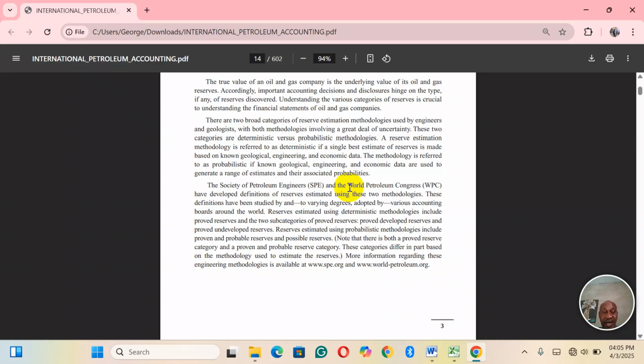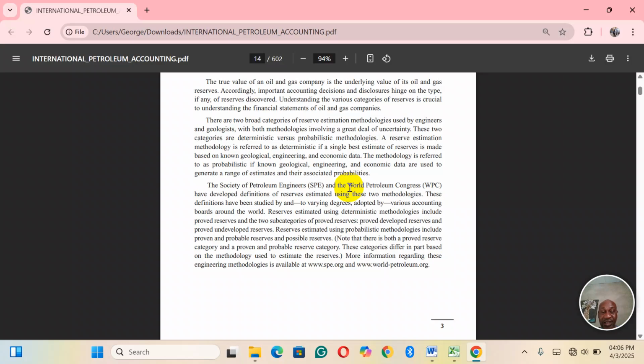There are two categories: deterministic versus probabilistic methodologies. A reserve estimation methodology is referred to as deterministic if a single best estimate of reserves is made based on known geological, engineering, and economic data. The methodology is referred to as probabilistic if known geological, engineering, and economic data are used to generate a range of estimates and their associated probabilities.